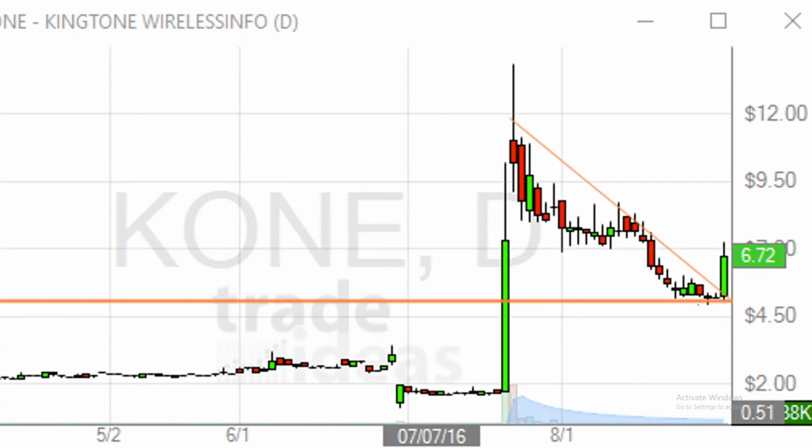It does not happen on the 1 minute, 2 minute, 3 minute, 5 minute. Usually if it happens on a 1 minute, 2 minute, 3 minute, 5 minute, it usually ends up cracking and falling. So that's why it's important to understand it's only on the daily chart.